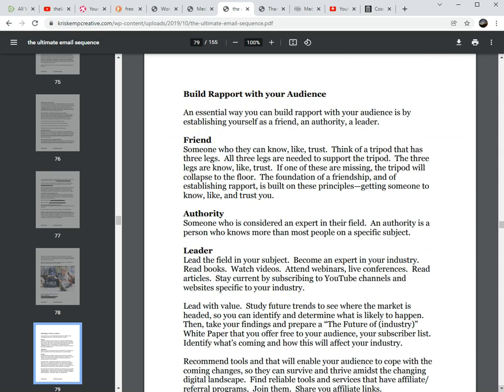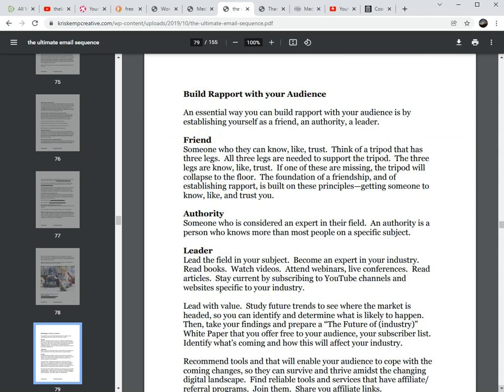So think of a tripod. A tripod has 3 legs. All 3 legs are needed to support the tripod. So if one of the legs is missing, the tripod will collapse to the floor. So the foundation of friendship and establishing a rapport is those 3 principles: know, like, and trusting you. If you want to establish a friendship, think of it as a tripod, and your friendship is a camera on top of the tripod. A person knows, likes, and trusts you. Those are the 3 legs of the friendship.